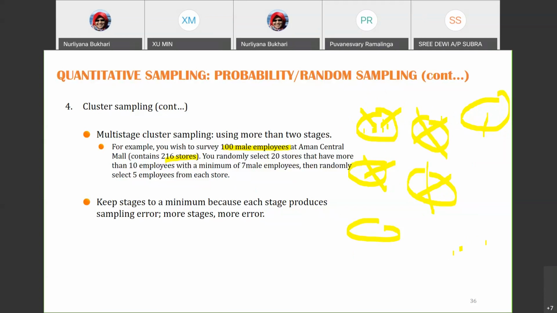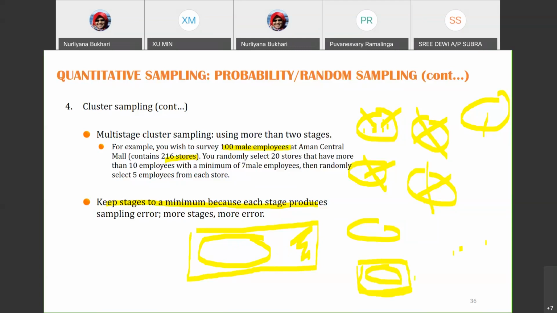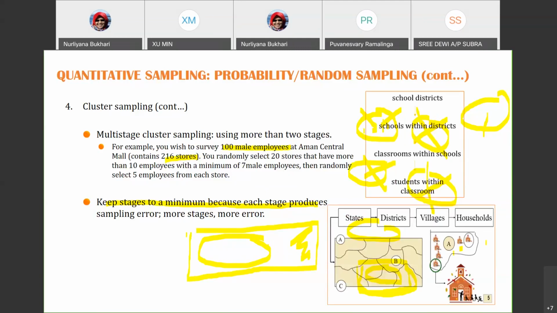So there are several stages within that cluster. However, keep stages to a minimum because each stage produces sampling error. When we talk about sampling error, the sample should map the population. If it's not representing the real population, these are errors, so we want the error to be as minimal as possible. If you select this, within this it will have another layer, and another layer, and the calculation could be complex. There you go: a school district, schools within the district, classrooms within the school, students within the classroom.